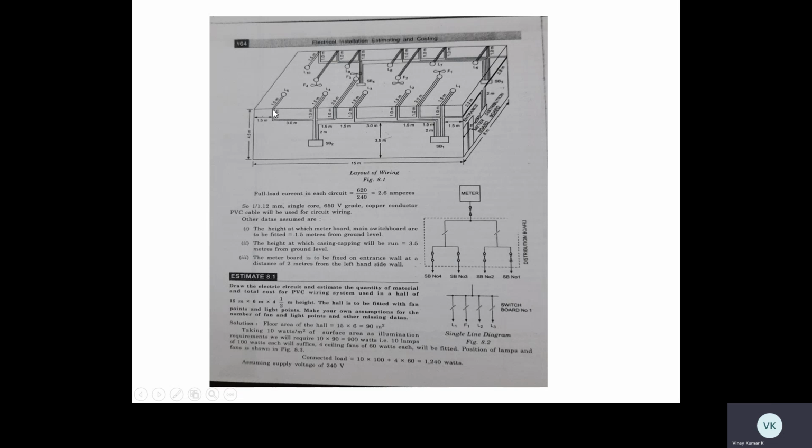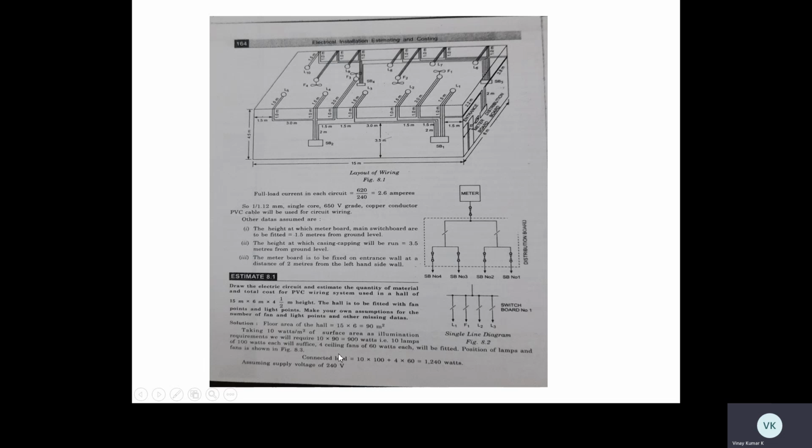He has not given how many watts of bulb and how many watts of fan. That's why it's my assumption. So I'm going for 10 watts of bulb per meter square for 90 meter square of area. 90 meter square area for 10 watts is equal to 900 watts. Total connected load, total watts required, is 900 watts. So for 900 watts, I am going for 10 lamps with 100 watts each.